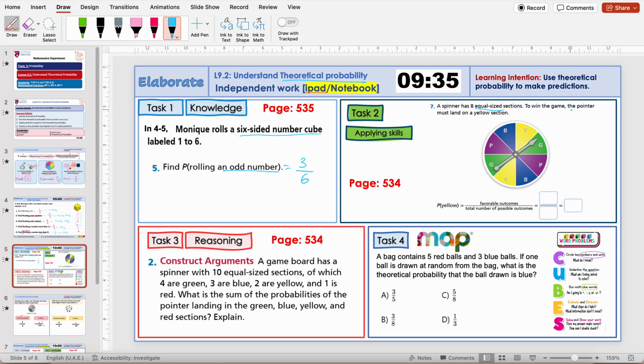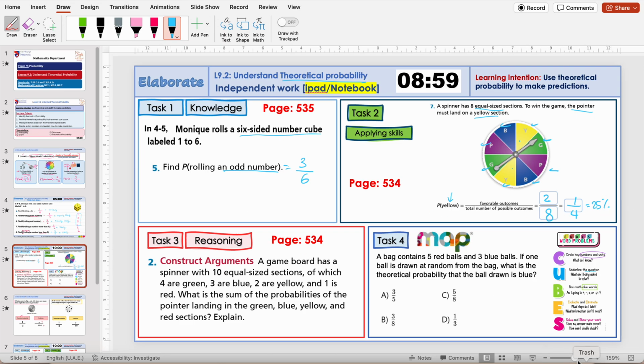To win the game, the pointer must land on a yellow section. So what's the probability of landing on a yellow section? It's basically 2 options, 2 times out of all of them. How many are there? 1, 2, 3, 4, 5, 6, 7, 8. When you count the total, you count everything, including the yellow. 2 out of 8, or I can say it's basically 1 out of 4 in case you want to simplify it, or if you want to make it a percentage, it's 25%, but you don't have to.